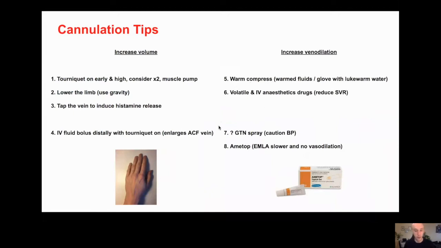Trick of the trade I heard from a paramedic, I've never tried this, is GTN spray. You could see why that would theoretically work for venodilation. However, you'd be surprised at the amount of GTN in one sublingual spray, and it can be absorbed topically. So I would avoid it. And then we have Ametop. So this will be known by the pediatricians. Ametop is a local anesthetic that causes vasodilation as well as numbs the skin for kids. There is another one called EMLA. EMLA is slower and it doesn't cause vasodilation.